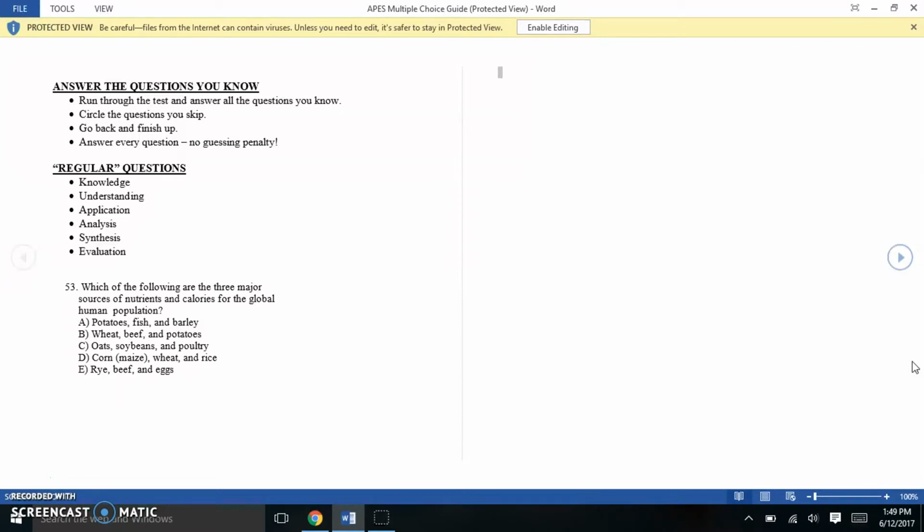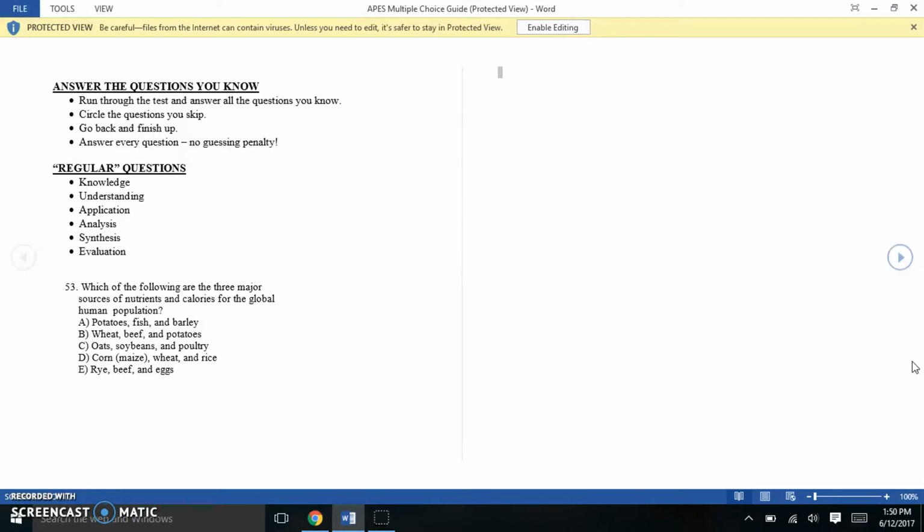It says here, answer the questions you know. If you're this type of person, you may want to run through the test and answer all the questions you know. I'm not that type of person. I'm going to try to answer the ones and move on. But if that's you, you could circle the question you skip and go back to it, and that's perfectly fine. You're going to have 90 minutes to answer 100 questions. But circle that question and go back to answer it, and make sure you stay lined up on your Scantron sheet.